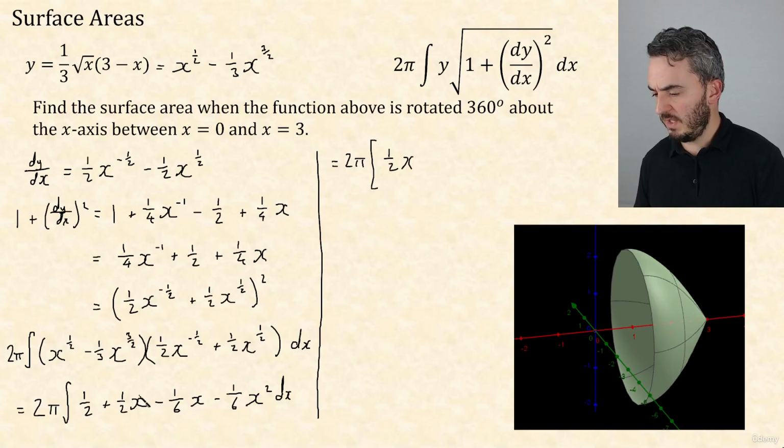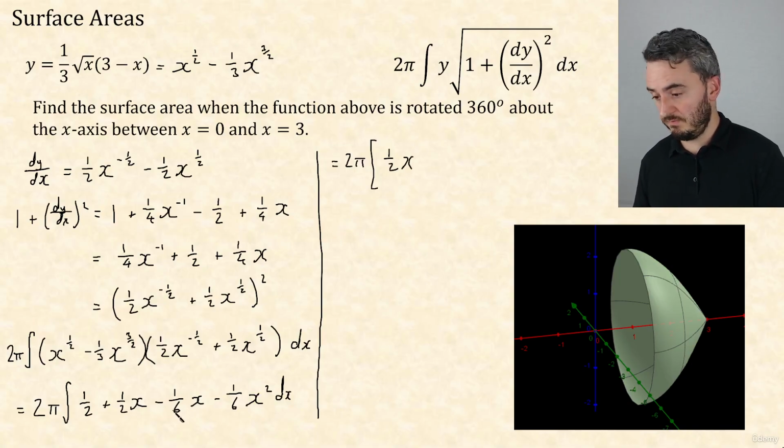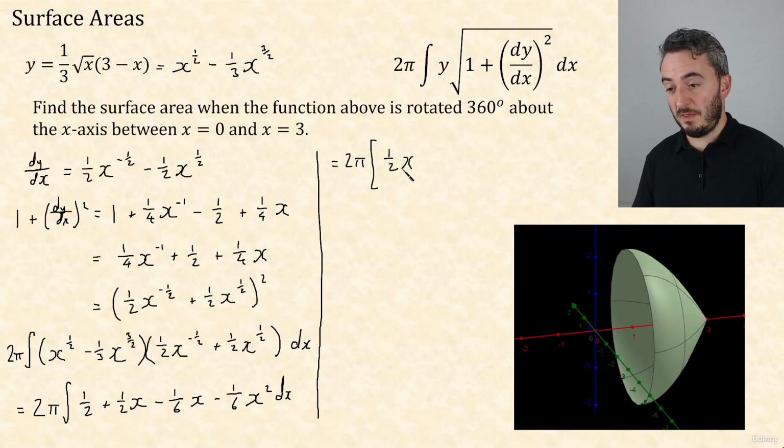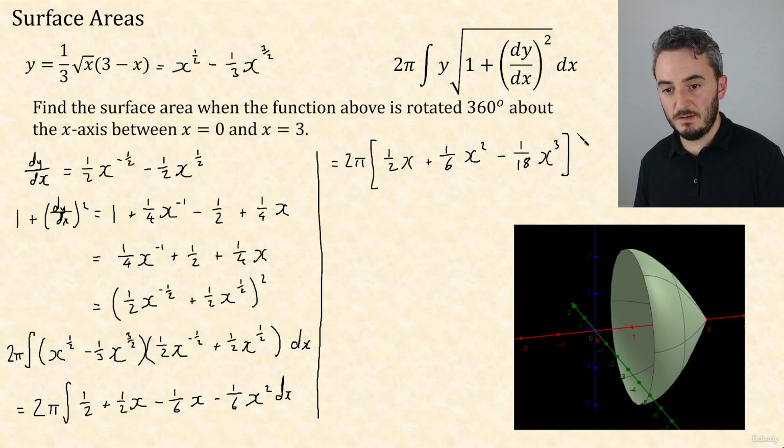What have I actually got here? I've got half x minus a sixth x. That's a third x. Integrate a third x, and it's 1/6 x squared. So a sixth x squared. Then I've got a sixth x squared. Power goes up to 3 divided by 3. It's minus 1/18 x cubed. And I just need to sub in 3 and 0.